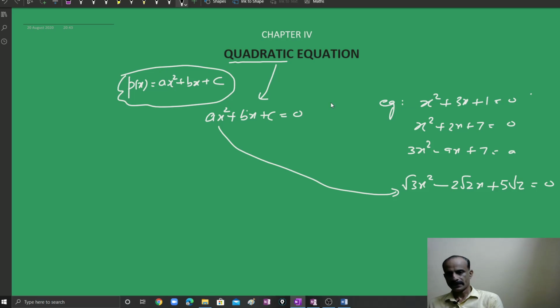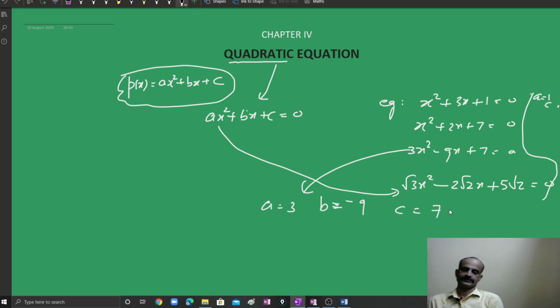Now, when you compare these, what are a, b, c? What do you mean by a? A means the coefficient of x square. Here a is equal to 1, b is equal to 3, and c is equal to 1. When you take this one, what is a? A is equal to 3, that means the coefficient of x square, and b is equal to, be careful with that, it's not 9, it is minus 9, and c is equal to 7.